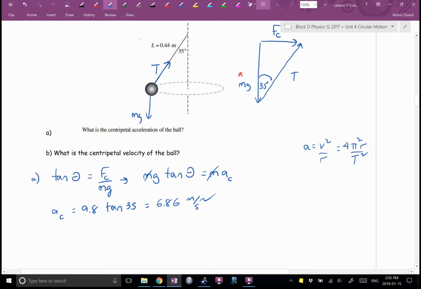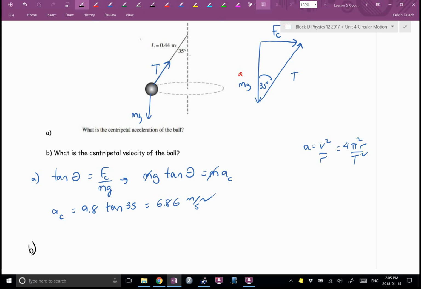What's B want me to find? Yeah, probably should say centripetal speed. If they did ask for a direction, I would say tangent to the radius. So I'll change that next year because I added this question this year, and I'll rephrase it. Speed, because we're not going to give a direction.